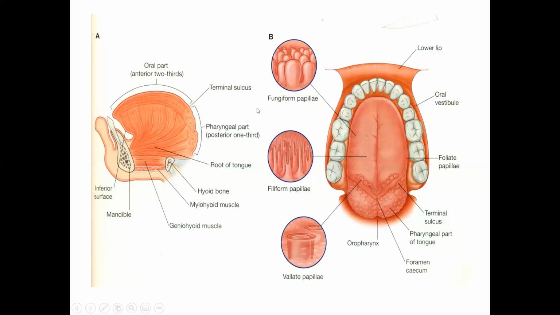Mostly, the most numerous are the fungiform papillae, and the least numerous are the vallate papillae. But these are the largest papillae, just anterior to the sulcus terminalis.